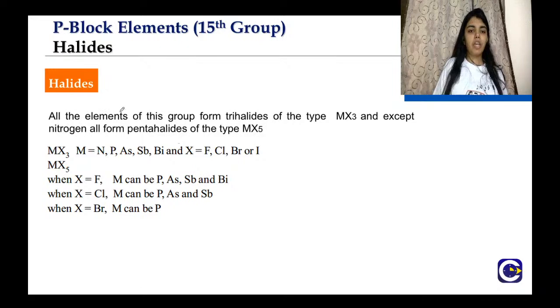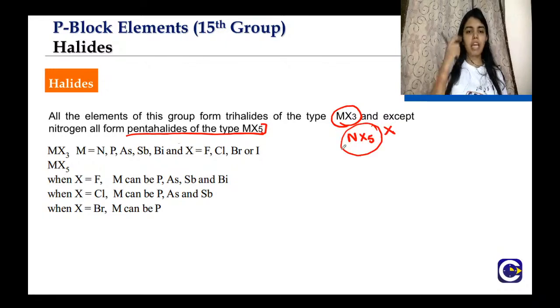All the elements of the group form trihalides of the type MX3, and except nitrogen, all form pentahalides of the type MX5. That means NX5 is not possible. Why is it not possible? Because of the absence of d orbitals, right? While MX3 is possible for all group 15 elements, that is nitrogen, phosphorus, arsenic, antimony and bismuth, MX5 is only possible for phosphorus, arsenic, antimony and bismuth. And X can be fluorine, chlorine, bromine or iodine.